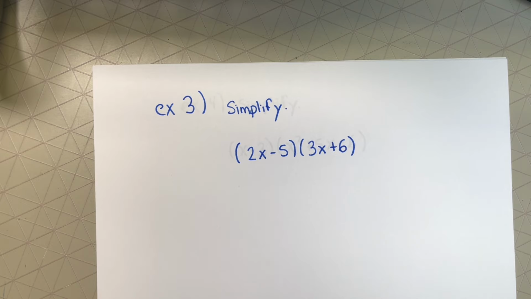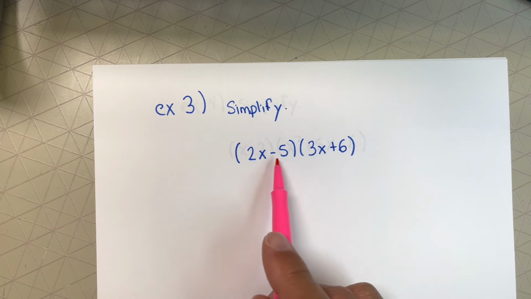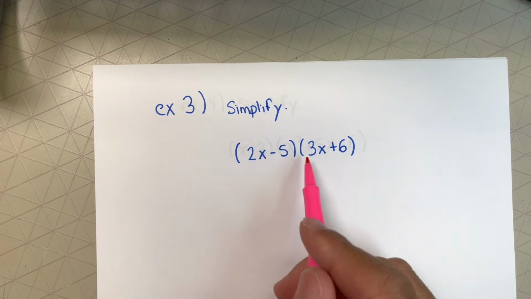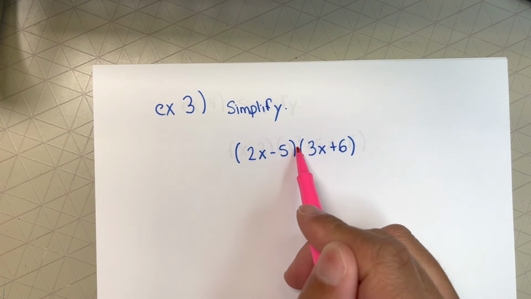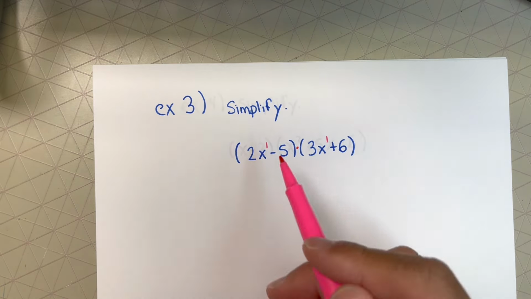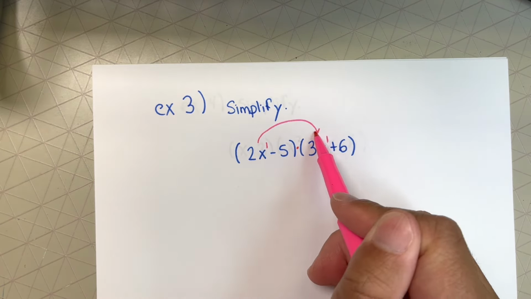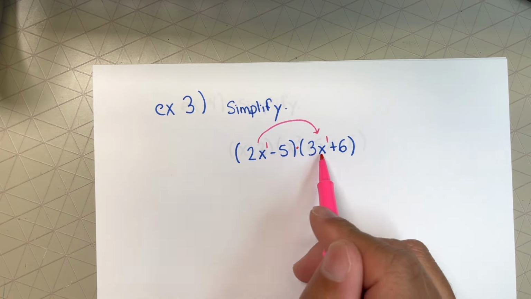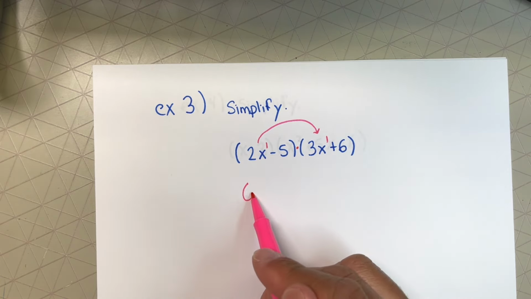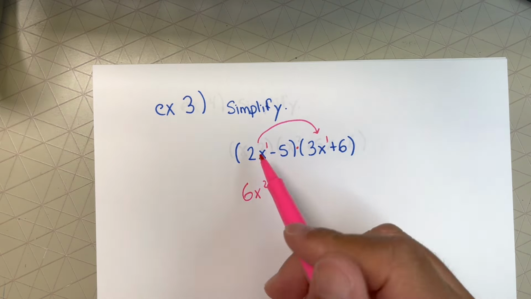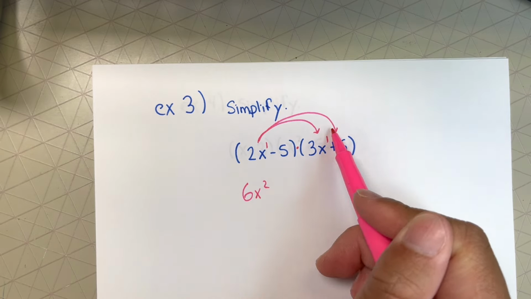On example 3, you're going to notice that there's numbers in front of the variables, which are perfectly fine. So what I'm going to do is I'm going to notice that I'm multiplying these two. I'm going to put an exponent of 1, and then I'm going to go ahead and multiply. So 2x^1 times 3x^1 is going to be numbers with numbers, variables with variables. 2 times 3 is 6. x^1 times x^1 is x squared. Remember, add the exponents.